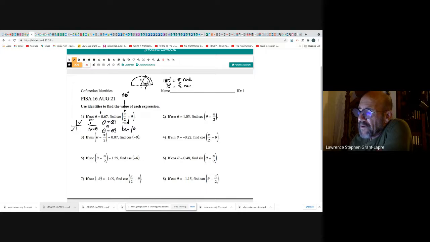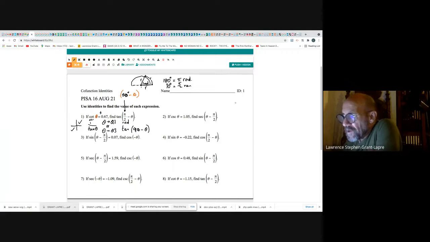Sorry about this, my computer's not keeping up with my writing. 90 minus theta. The thing about theta and 90 minus theta is that whenever you see theta and 90 minus theta, they are the two other angles in a right angle triangle.